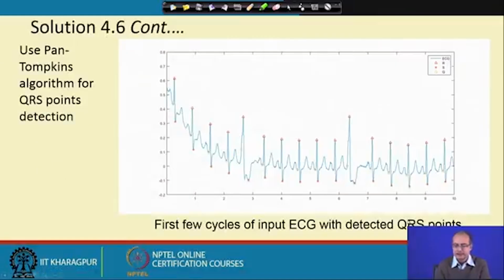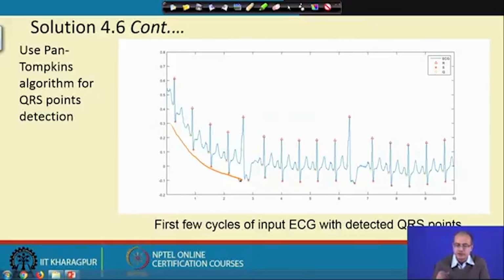So, first let us apply the Pan-Tompkins algorithm and see a few cycles of it. Now, if we look at this signal, the first thing we notice is that we have a baseline drift. We see that the way the signal is changing, we have baseline wandering, but our Pan-Tompkins algorithm is successful in getting the R waves.